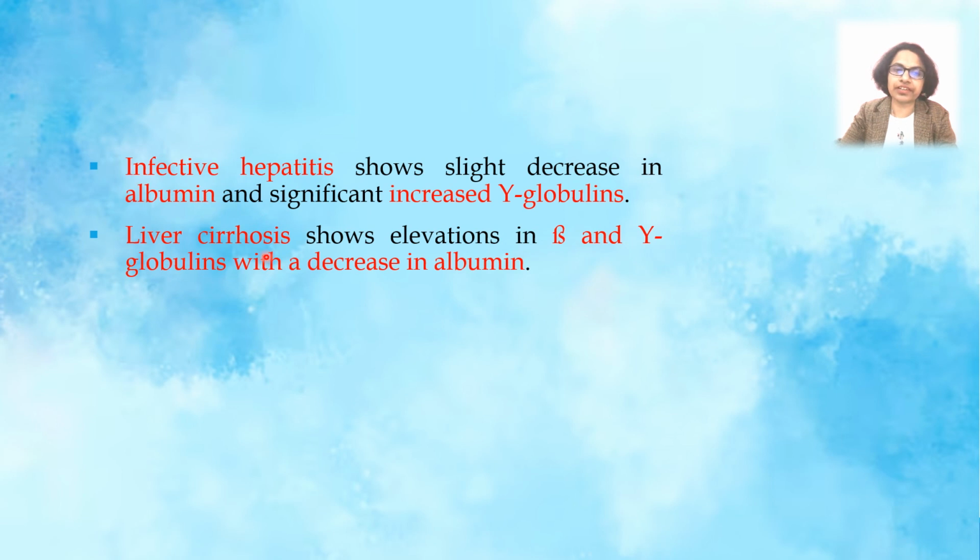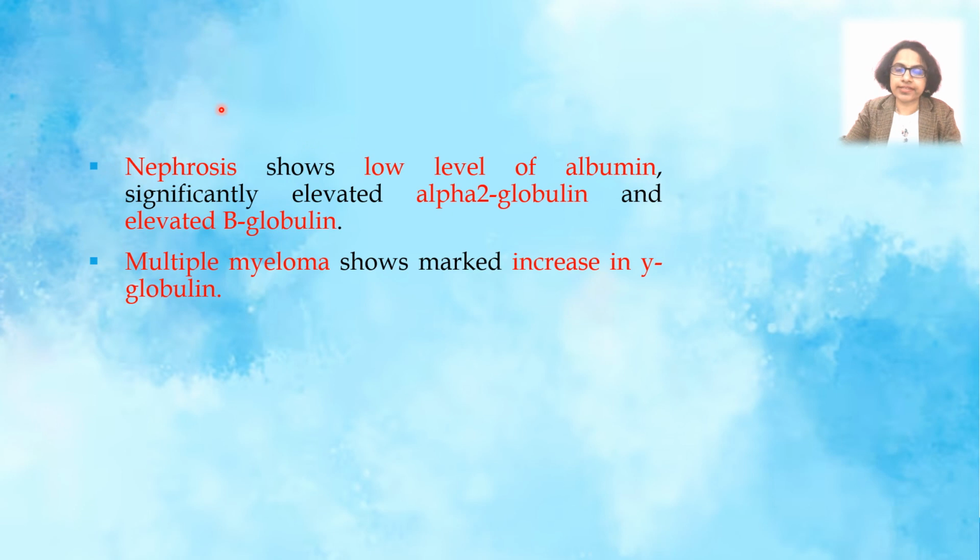And if your patient is suffering with liver cirrhosis, which shows elevation in beta and gamma globulin with a decrease in albumin. For example, if the patient is suffering with liver cirrhosis and you perform this electrophoretic pattern, how will the reading show? It shows elevations in beta and gamma globulin with a decrease in albumin. In a similar way, a person suffering with nephrosis shows a low level of albumin, significantly elevated alpha 2 globulin and elevated beta globulin.